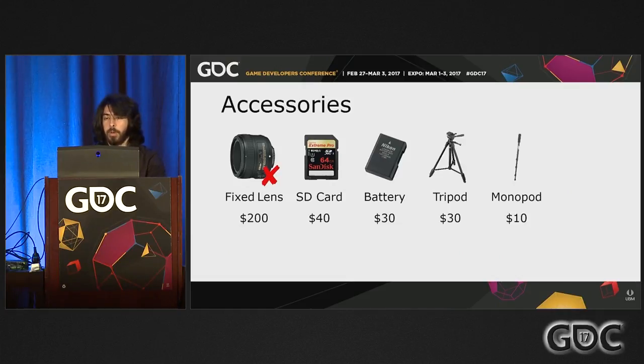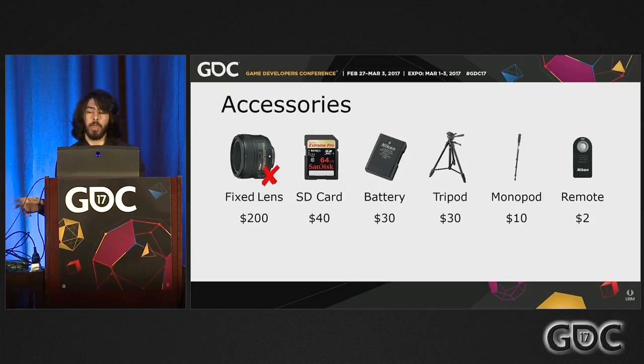Of course, you need a tripod and a monopod for more stable images, and the remote. Well, it's $2, so get it anyway. Basically, when you want to take photos of some areas that you can't really reach with the camera, you can use the remote, and it's really useful.